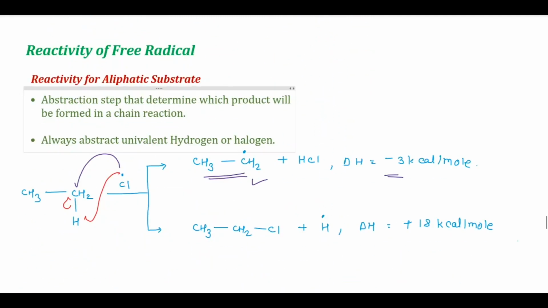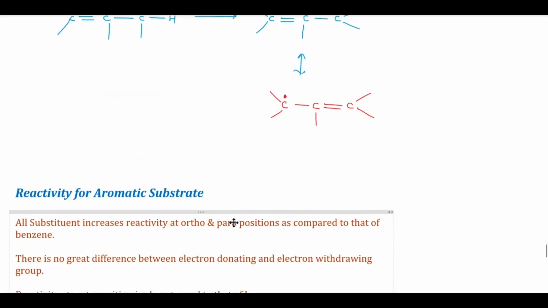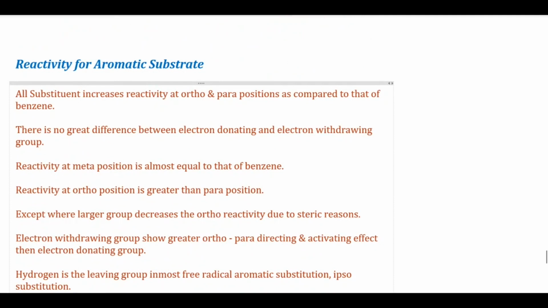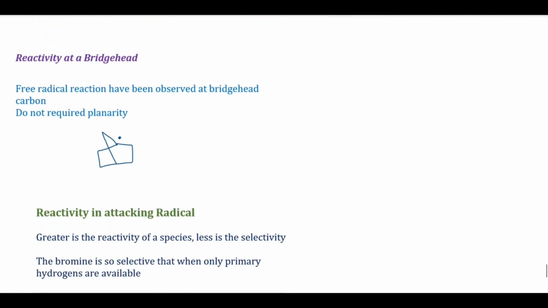We also saw the reactivity of free radicals in aliphatic substrates. In case of alkene, vinylic hydrogens are never abstracted and abstraction of allylic hydrogen is greatly preferred due to resonance stabilization. We also saw the reactivity for aromatic substrates, and lastly we saw the reactivity at bridgehead carbon, reactivity in attacking radical, and the effect of solvent on reactivity.